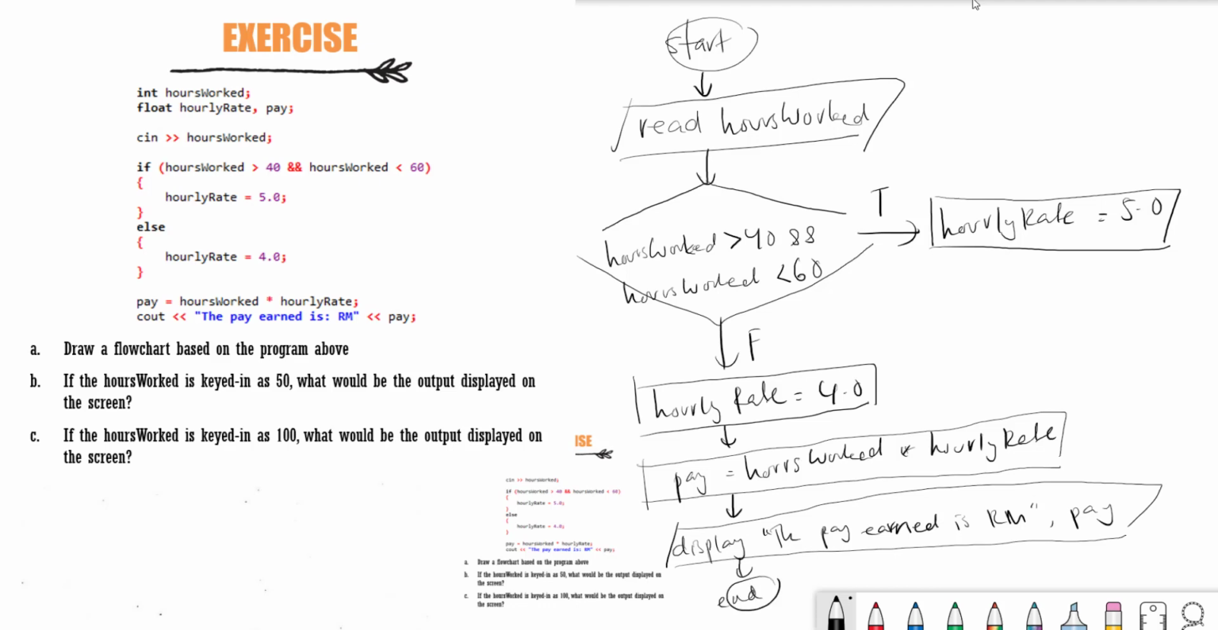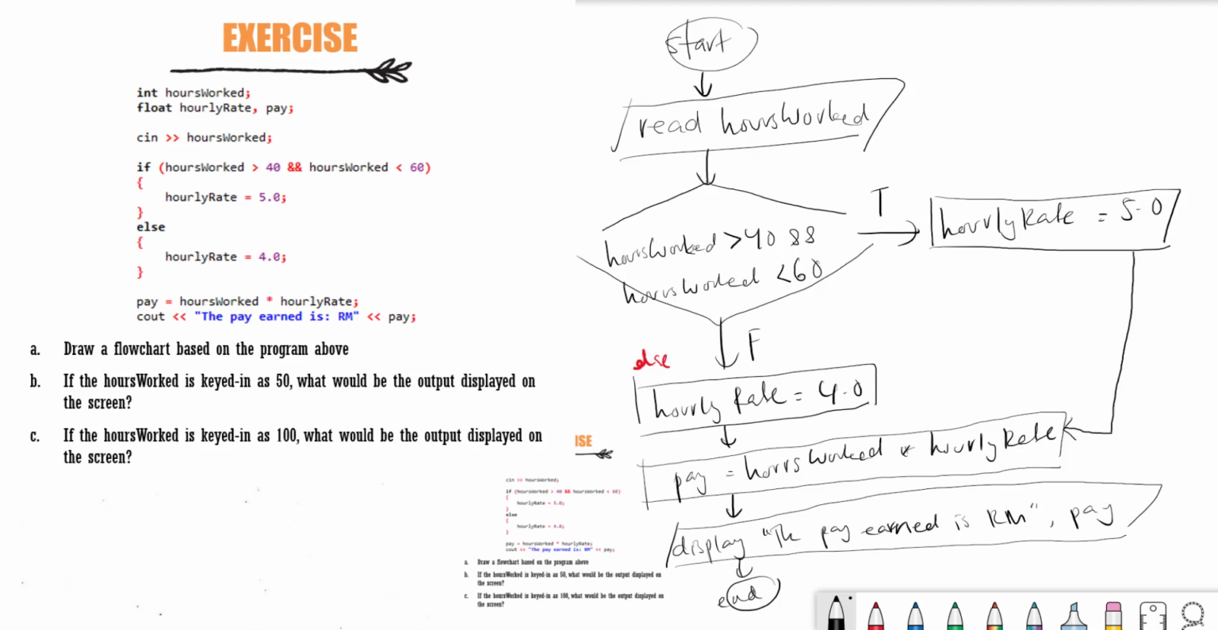Again, we are not finished, because after hourly rate equals to 5.0, where does it go? Does it go to here, or here? It doesn't go to hourly rate equals to 4.0 because this is for the else statement. Instead, this goes to the next statement. Once it is done, it will skip the else. It will go to pay equals to hours worked times hourly rate. So this is the flowchart for this particular problem.